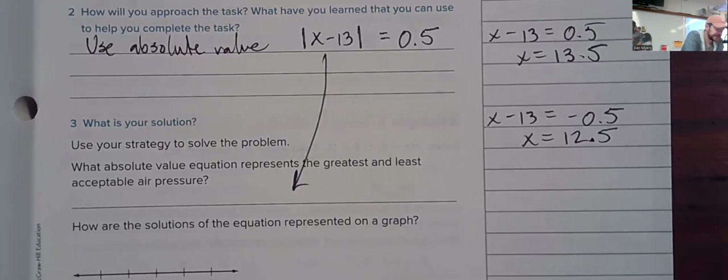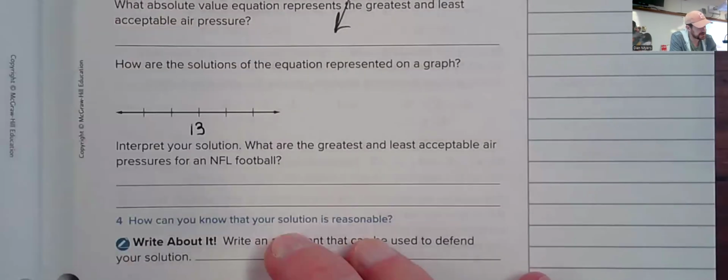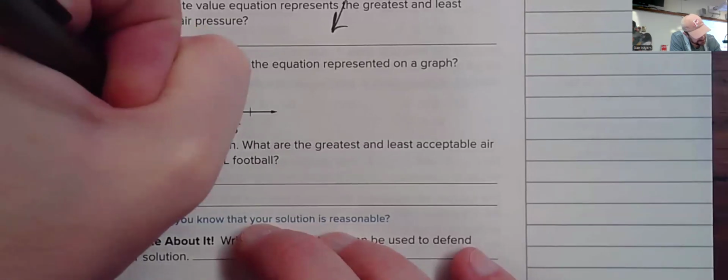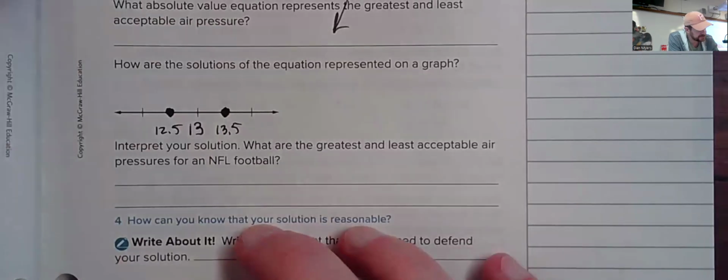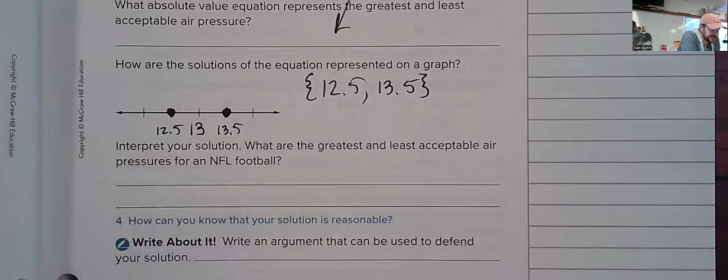So let's say we're down here, and the ideal air pressure is 13 psi, so we'll call that 13 in the middle. We'll say this one's 13.5, and this one's 12.5, and put a dot here and a dot here. And the solution set would be 12.5, comma, 13.5. Now, if we're being honest about this, it's not actually 12.5, comma, 13.5, is it? What should it be?